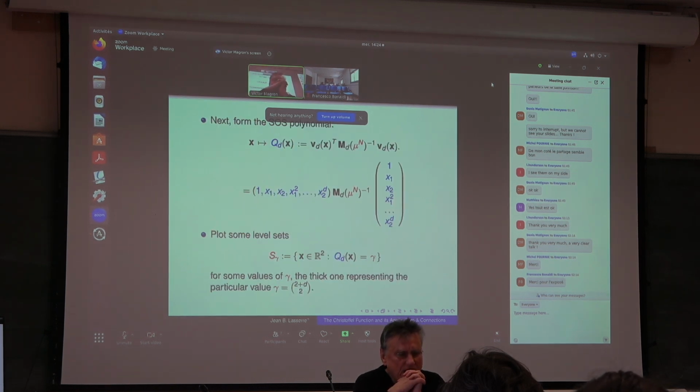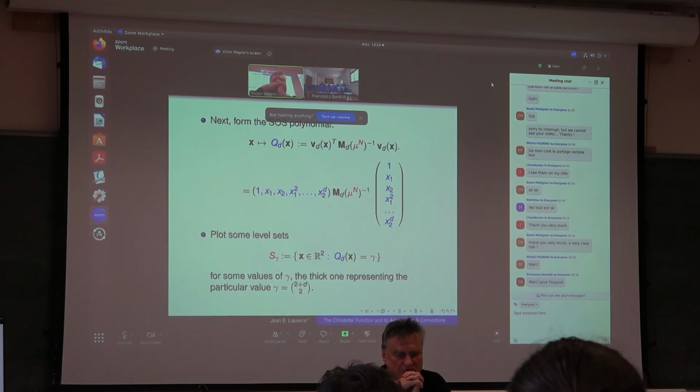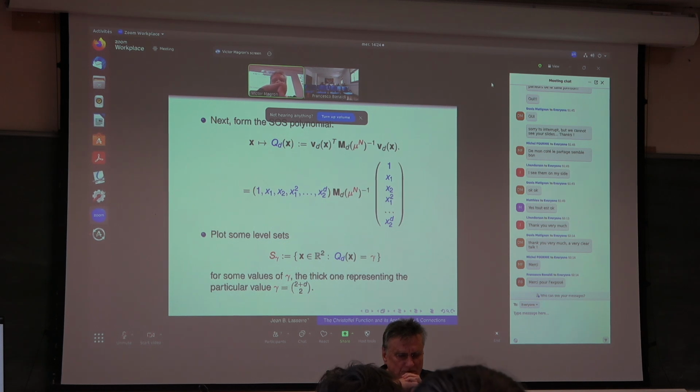Next, how do we compute this polynomial QD of x that we have seen in the picture? It's very simple. Once you have the moment matrix associated with the empirical measure mu n, MD of mu n, you take the inverse of this matrix, and you multiply on the left by the vector Vd of x, and on the right by Vd of x. See? Again, very simple manipulation. Simple modulo the fact that you have to invert your matrix, which in large dimension could be problematic. But in small dimension, it's very easy to do, especially if the degree d is not very high. So this is the only computation you have to do.